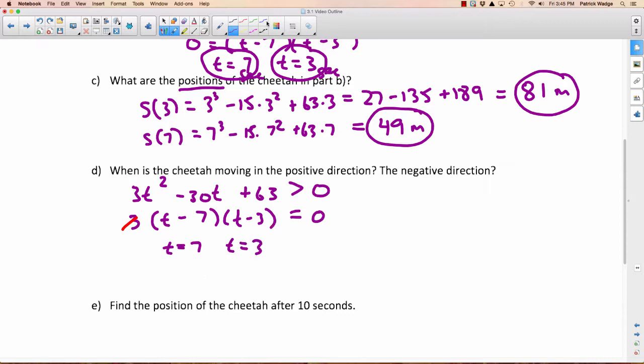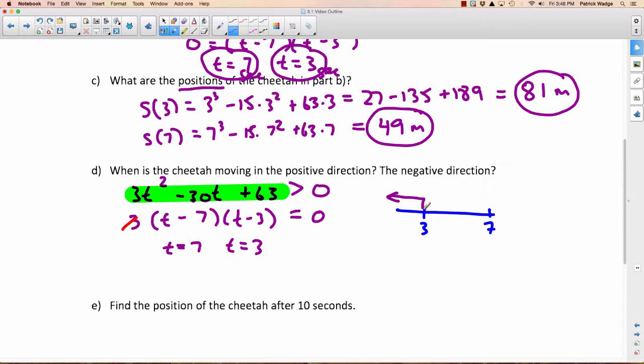So then you take those numbers and put them on a mini number line, 3 and 7. And we're going to try some values in between these. The easy one to try, the best one probably, is 0. Let's try 0 down here. Where do you try it? You try it in the inequality up here. If we put 0 in there, you end up getting 0 minus 0 plus 63 is greater than 0. Is that true? Yes, it is true. So we know that all of these work.